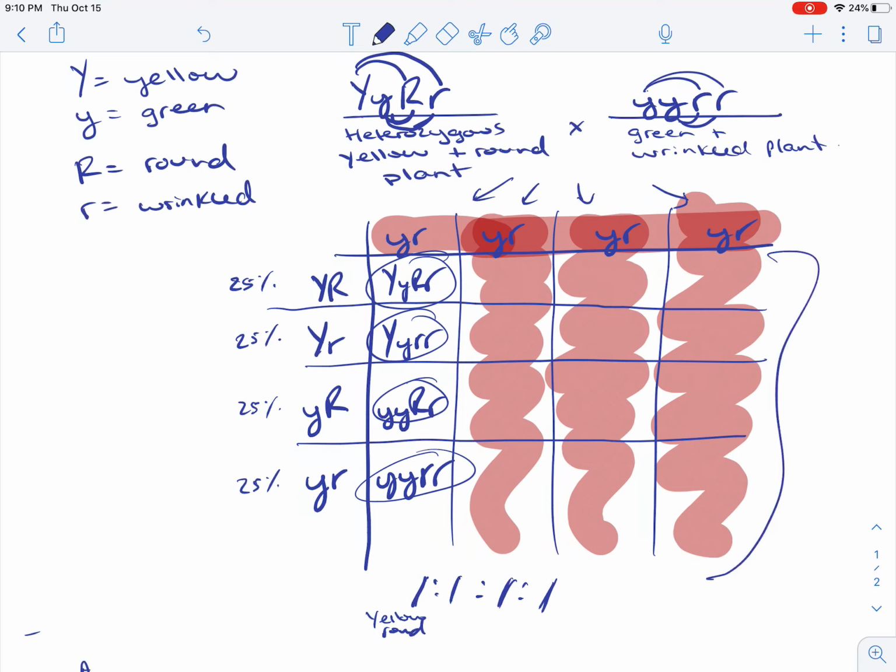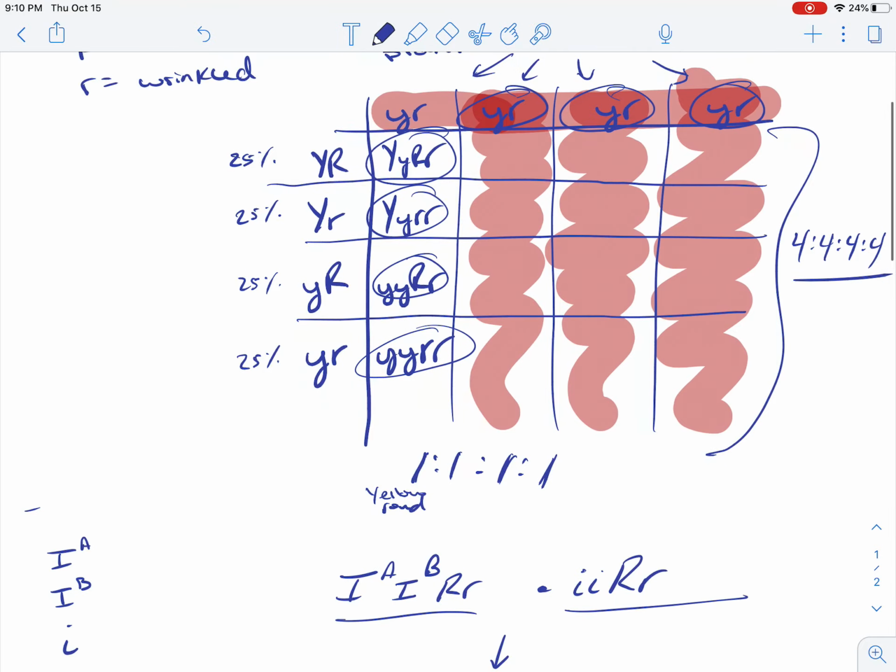If we would have done the whole Punnett square, we would have ended up with a 4 to 4 to 4 to 4 ratio, which we would have had to simplify anyway. So there's no sense in doing the whole Punnett square when you have repeating gametes. Okay? So that's one shortcut. Don't do the whole Punnett square if you don't need to. If you have repeating gametes, only do each repeating gamete once.